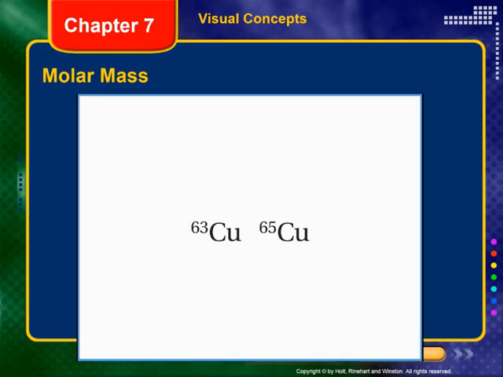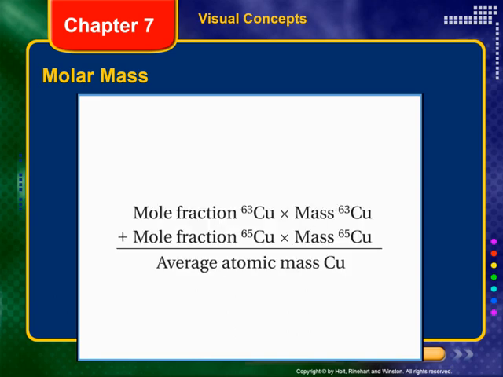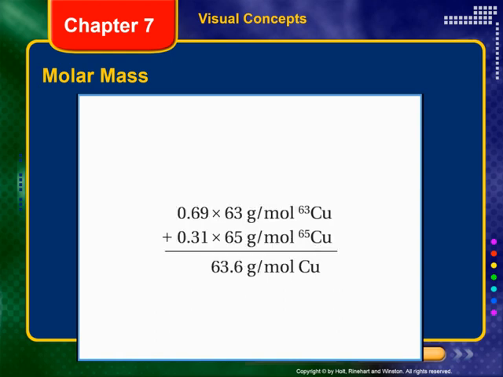To find the average atomic mass of an element, multiply the mole fraction times the atomic mass for each naturally occurring stable isotope of that element. For example, naturally occurring copper is 69% copper-63 and 31% copper-65. Multiplying these fractions times their respective atomic masses yields the average atomic mass of copper at 63.6 grams per mole.